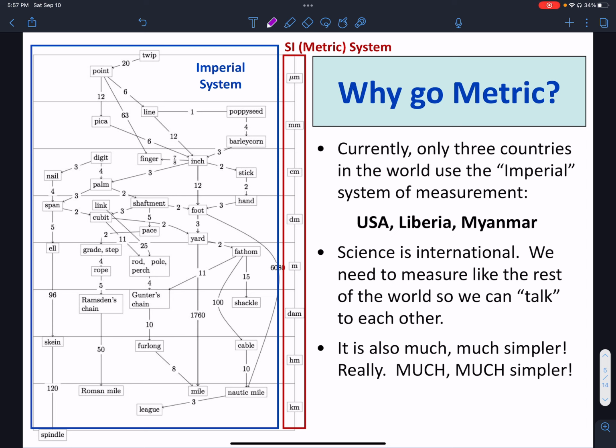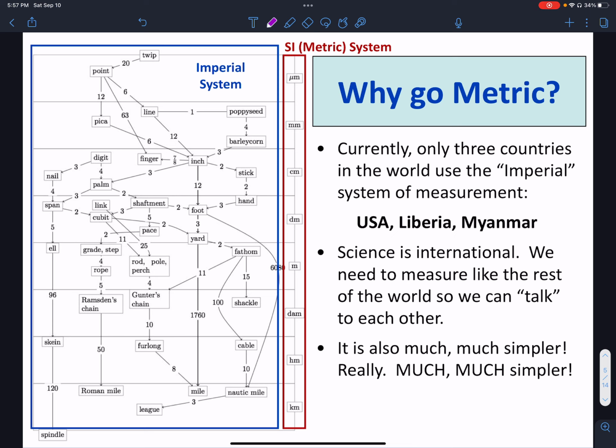Right? The metric system is a much more streamlined measurement system. And since that is used by a majority of the world, scientists, even in the United States, have decided to switch to that system and work exclusively in the metric system when we talk science. All right? Now, why does the rest of the world use the SI metric system? It's just simpler. I mean, it's much, much simpler.